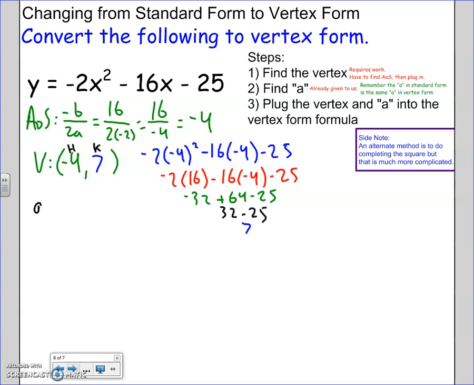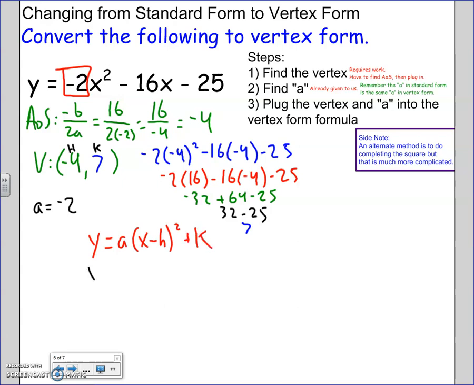Now we find A. Well, A is always given to us. A in standard form is the same as A in vertex form. So A is right here. It should be obvious. A equals -2. Once you have those 3 letters, A, H, K, you plug into the formula, then you're done. So, let's try that. The formula goes like this. Y equals A, parentheses x minus h squared plus k.